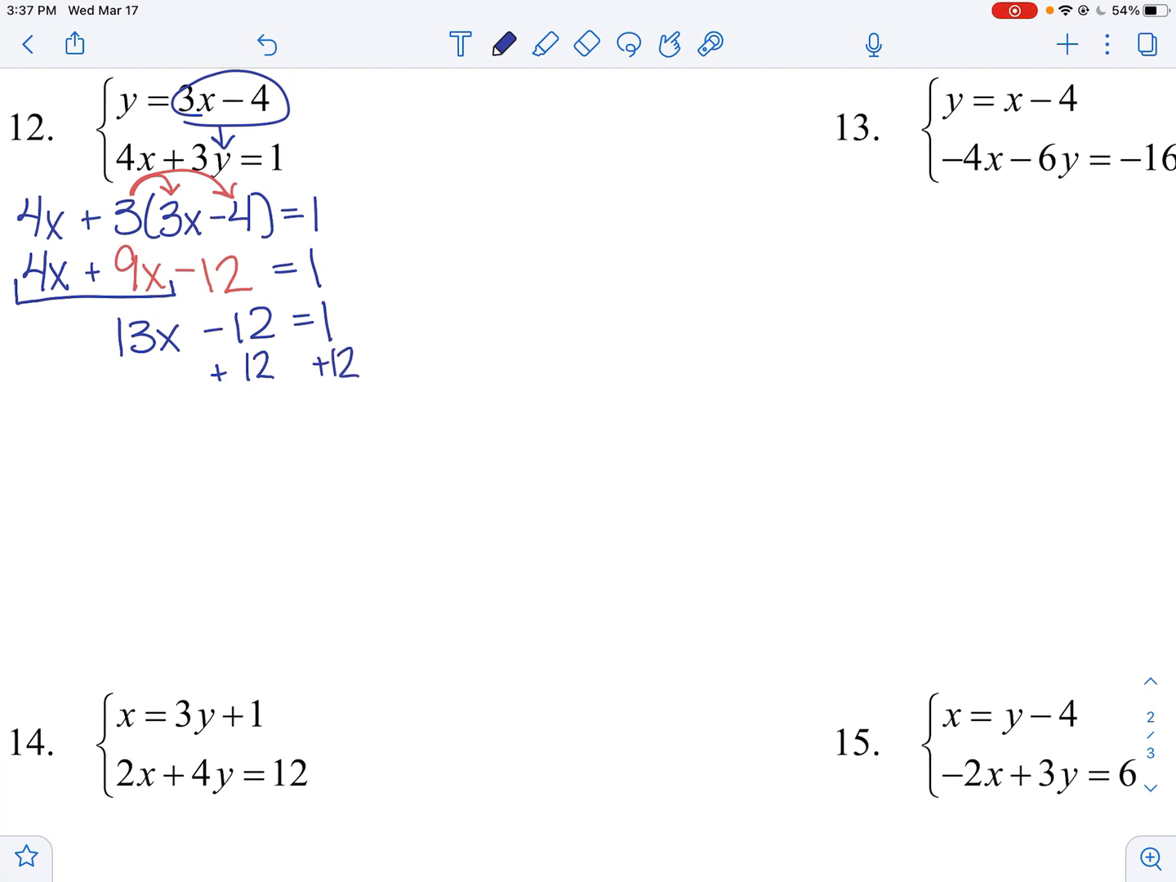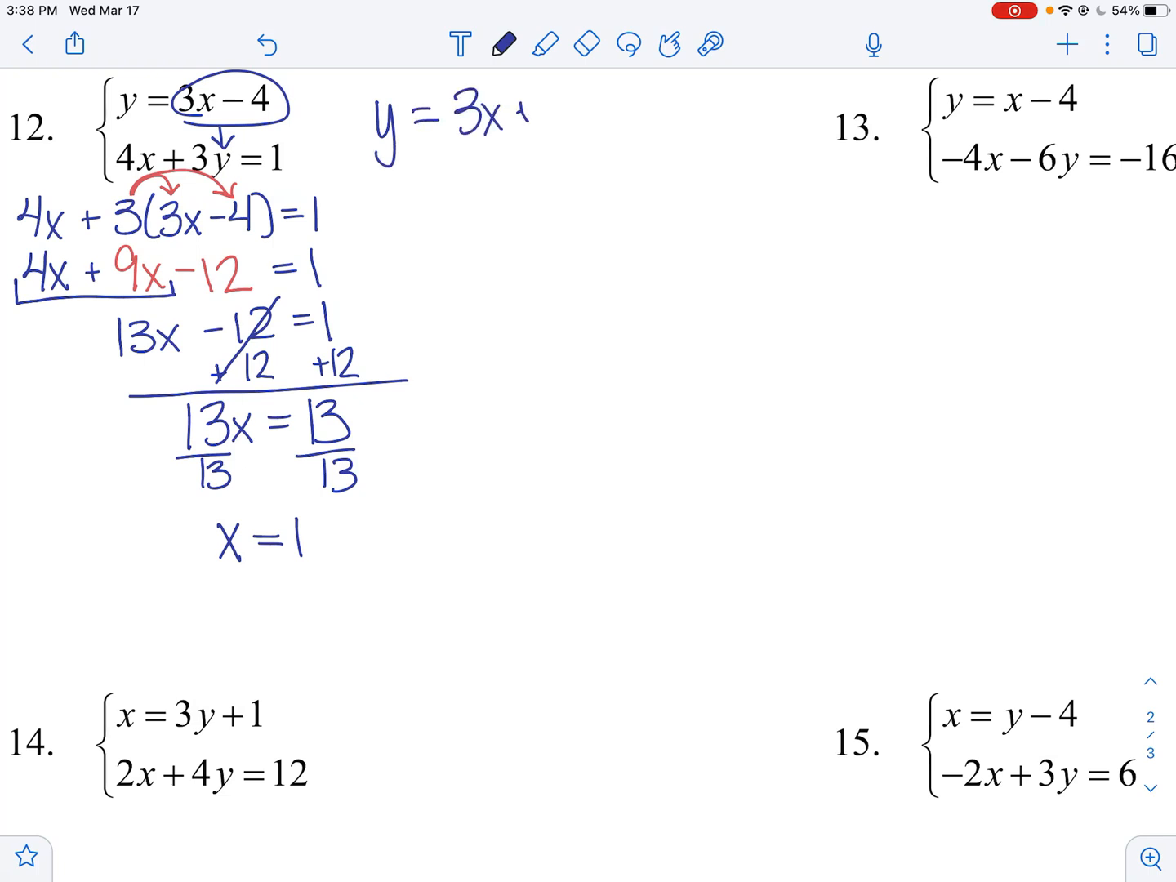So, since it says subtract 12, we're going to do the opposite and add 12, so that this cancels. And we have 13x equals 13. Since we're multiplying, the opposite is to divide, and 13 divided by 13 is 1. So x equals 1.